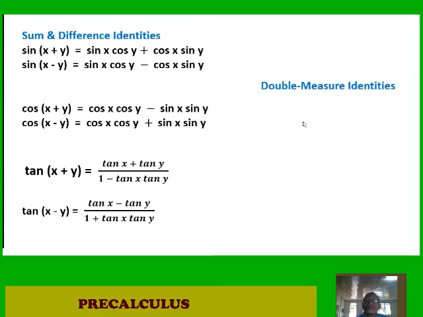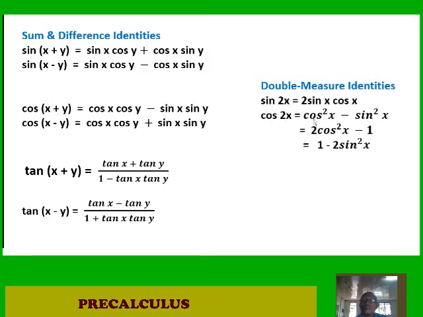We have also the double measure identities or double angle identities. The sine of 2x is equal to 2 times sine x times cosine x. The cosine of 2x has three forms: cosine squared x minus sine squared x, or 2 times cosine squared x minus 1, or 1 minus 2 times sine squared x. The tangent of 2x is equal to 2 times tangent x all over 1 minus tangent squared x.